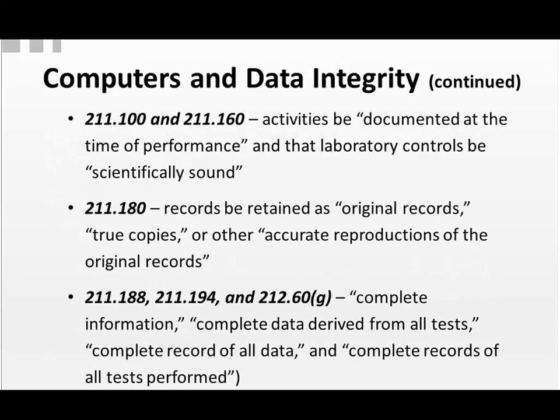And these next few sets show that activities must be documented at the time of performance. Laboratory controls have to be scientifically sound. Records have to be retained as original records or true copies or other accurate reproductions of original records. All of that must be explained. And it must be complete information, complete data derived from all testing, complete records of all data, and records of all tests performed. You can't run tests, for example, in a laboratory and pick and choose which set of data you're going to allow to be recorded as the real data.